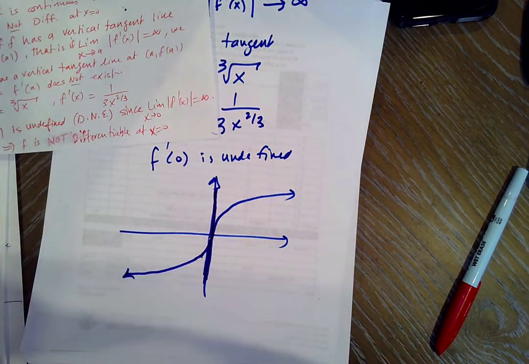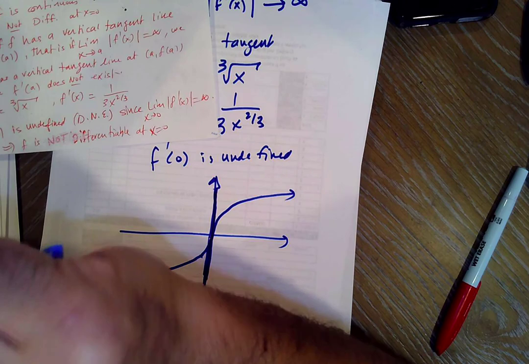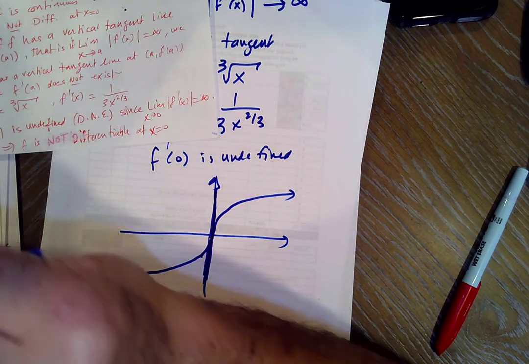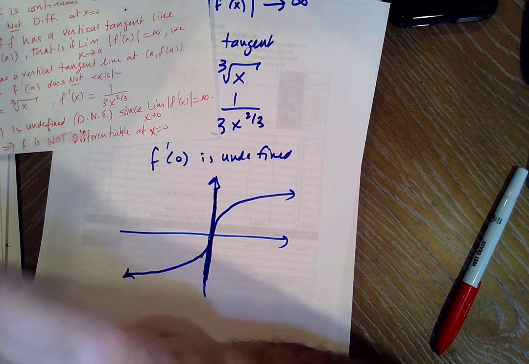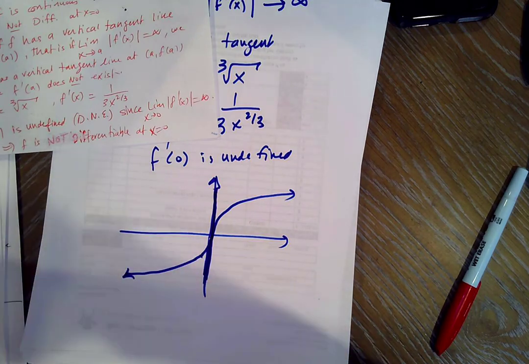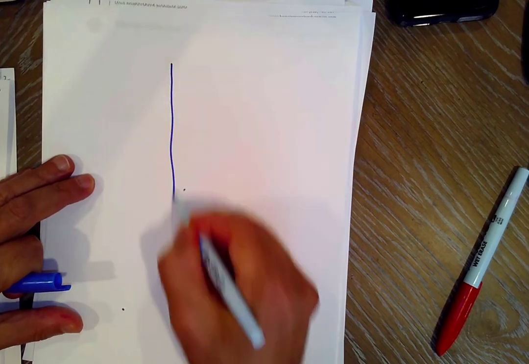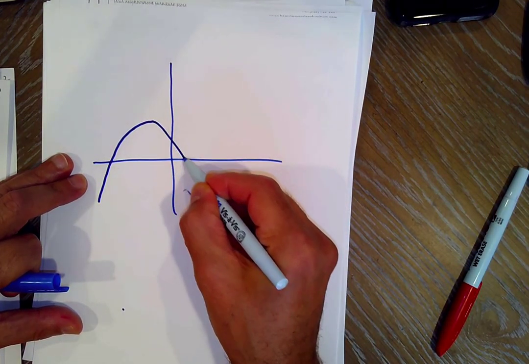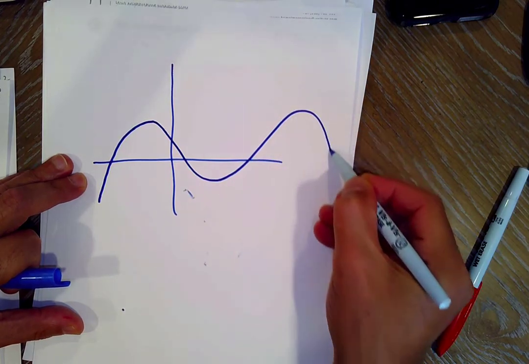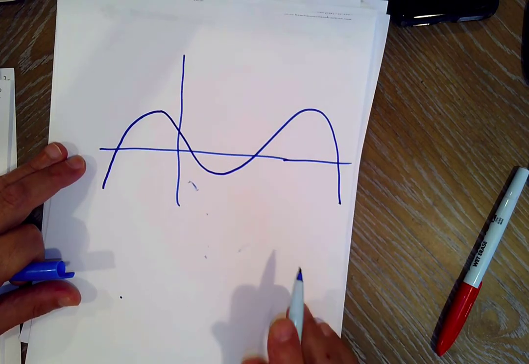It will not have a derivative if it's got a corner point. That means it's continuous but not differentiable. And it will not have a derivative if it has a vertical tangent line, which means the limit of the absolute value of the derivative is going to infinity. Okay, keep those in mind. So for the function to be differentiable, that means it has to be smooth. Okay, no corner points, no holes, no jumps.